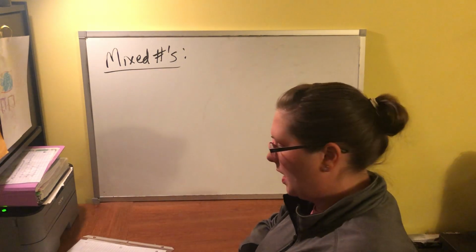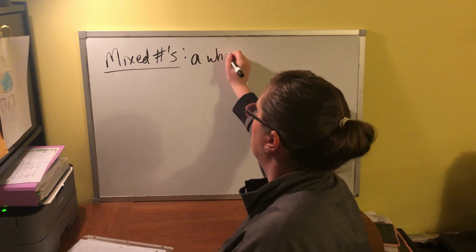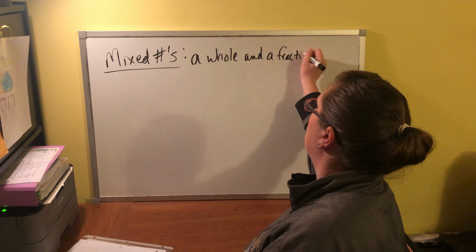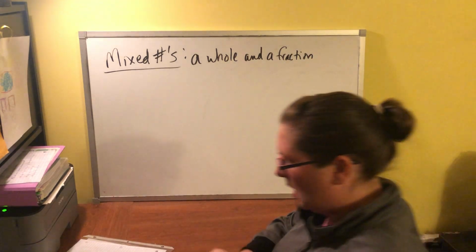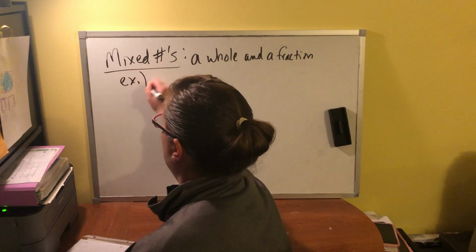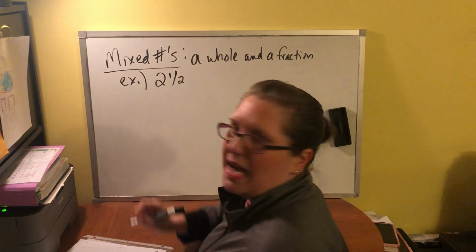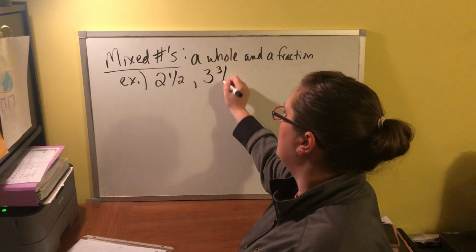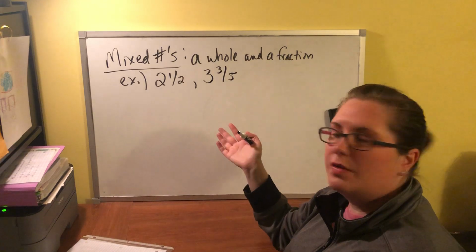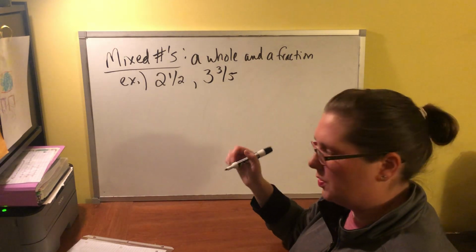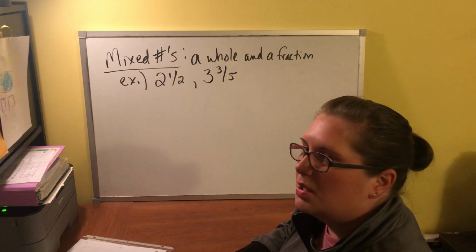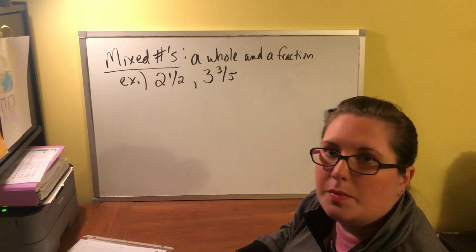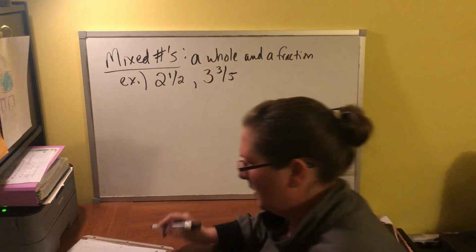A mixed number is a whole number and a fraction, okay? So for example, something like 2 1/2. Whole number and a fraction. 3 3/5, right? Whole number and a fraction, so that's a mixed number. So we're gonna be dealing with those. We're not always gonna be given a typical proper fraction, or just a whole number. We're gonna be given a mixture as well, okay, mixed numbers.